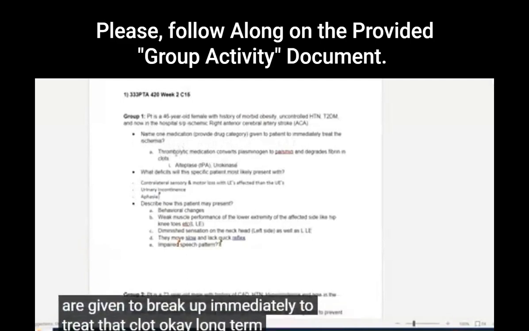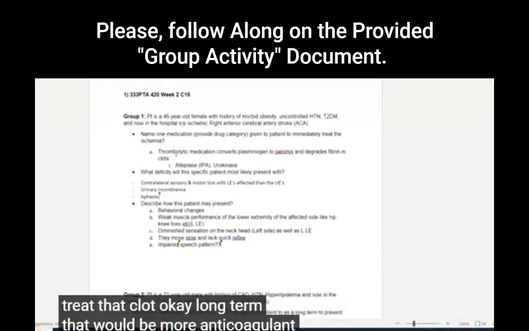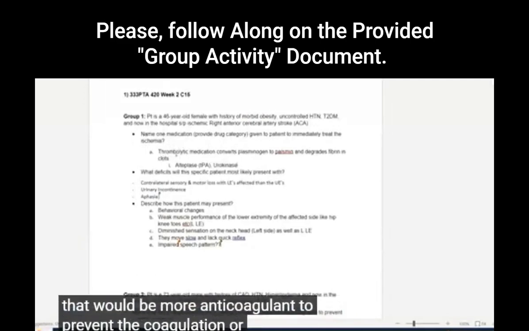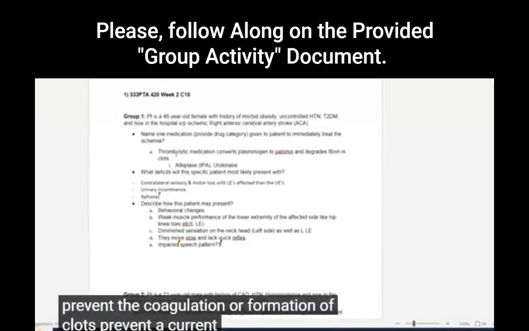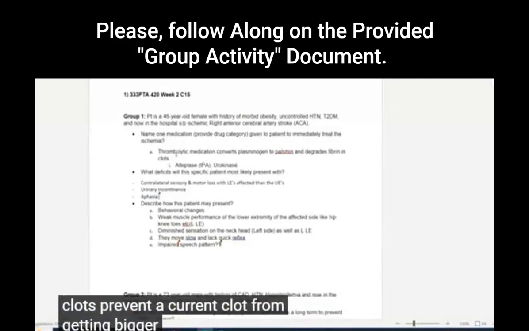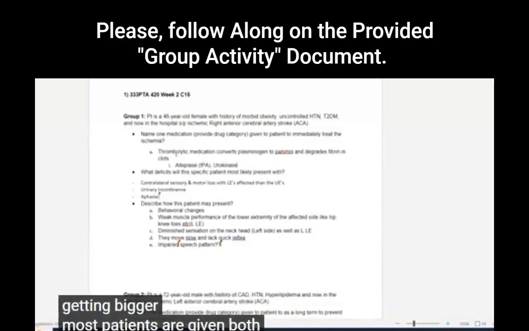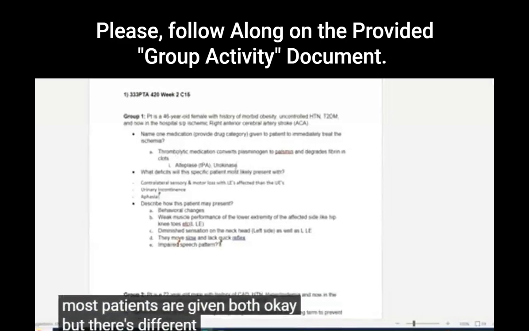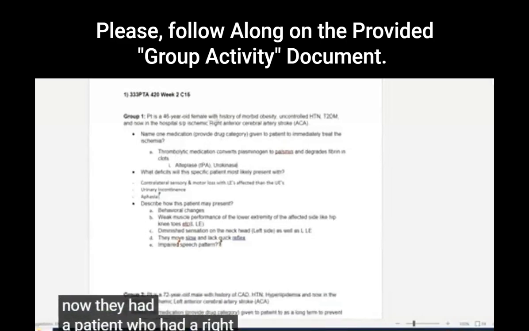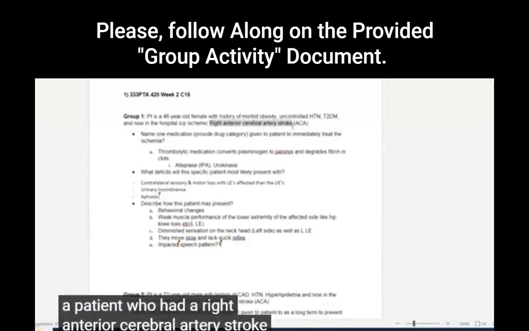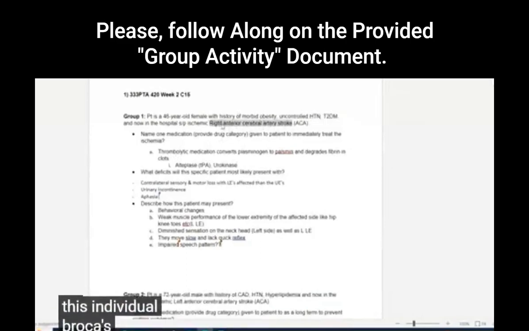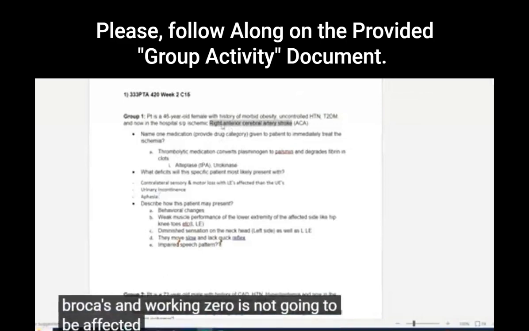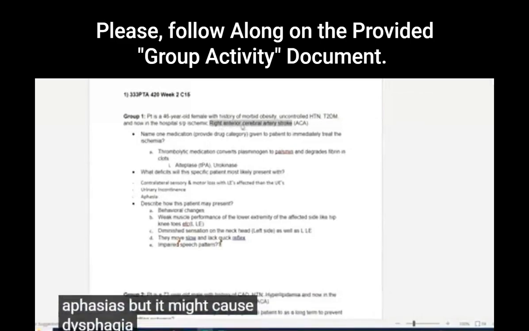Okay, long term, that would be more anticoagulant to prevent the coagulation or formation of clots, or prevent a current clot from getting bigger. Most patients are given both, but there are different reasons for that. Now, they had a patient who had a right anterior cerebral artery stroke. This individual's Broca's and Wernicke's area is not going to be affected. This isn't going to cause aphasias, but it might cause dysphagia.